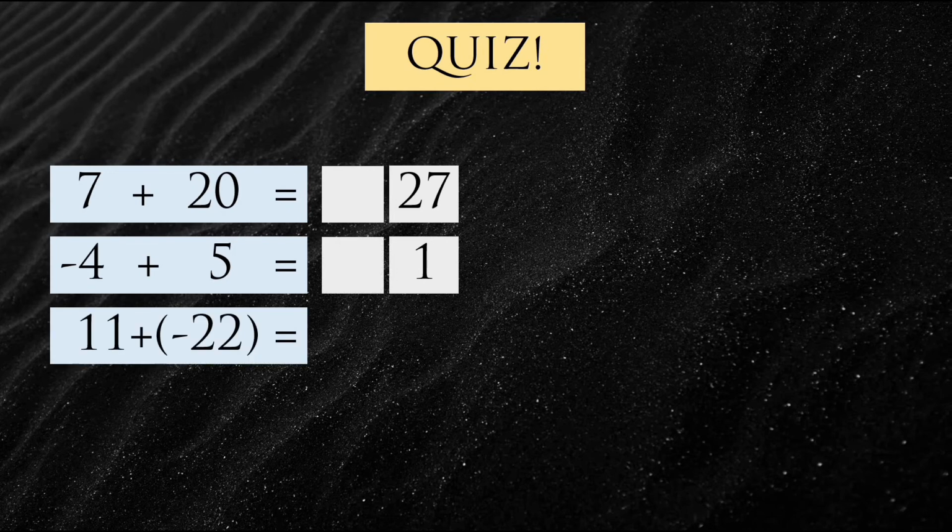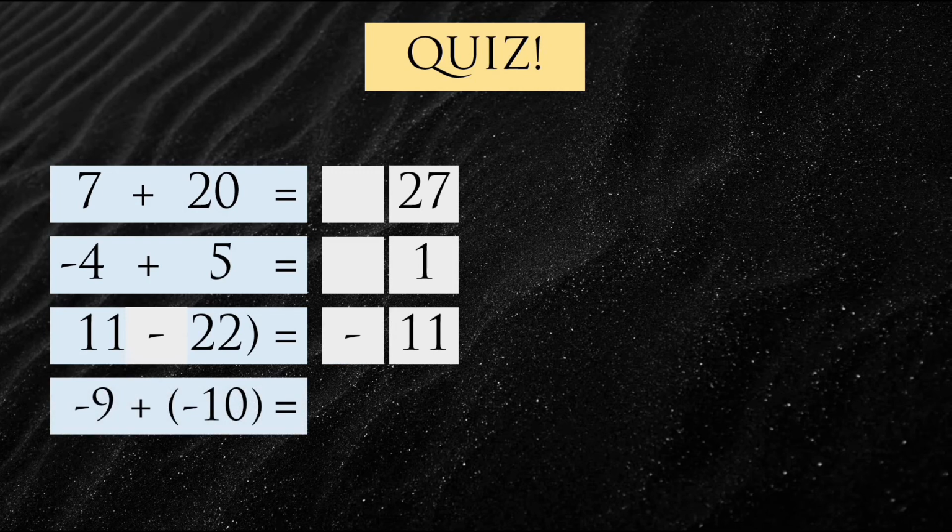Number 3, 11 plus -22. So you can see a positive sign and a negative sign. Positive combined with negative is negative. So positive 11 minus 22. So 22 minus 11, you have 11, and copy the sign of the larger number, which is 22. So we have -11.